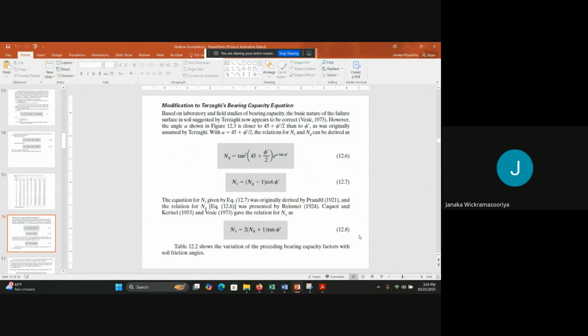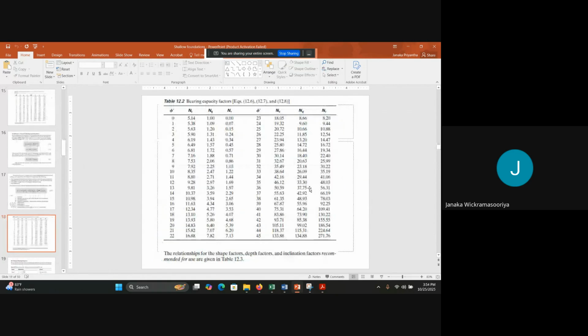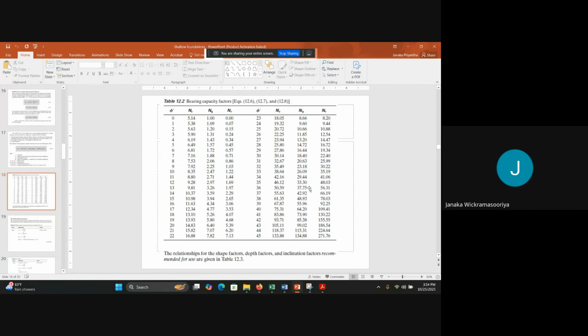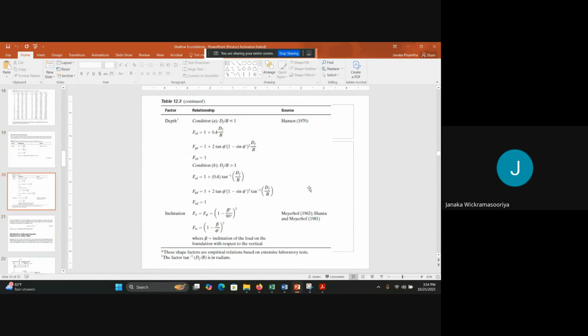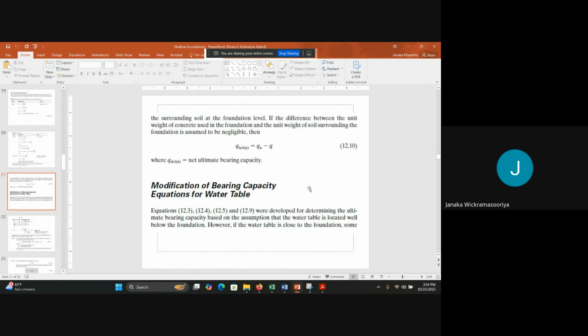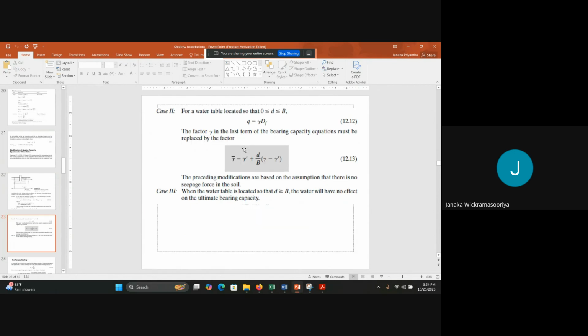And then Meyerhof's equation. For Meyerhof's equation, there's a different table for Nc, Nq, and N gamma, and you can find these factors. There are so many factors in Meyerhof's equation, and modifications to the bearing capacity equation for the water table. When the water table is present, there are some modifications that you have to do.